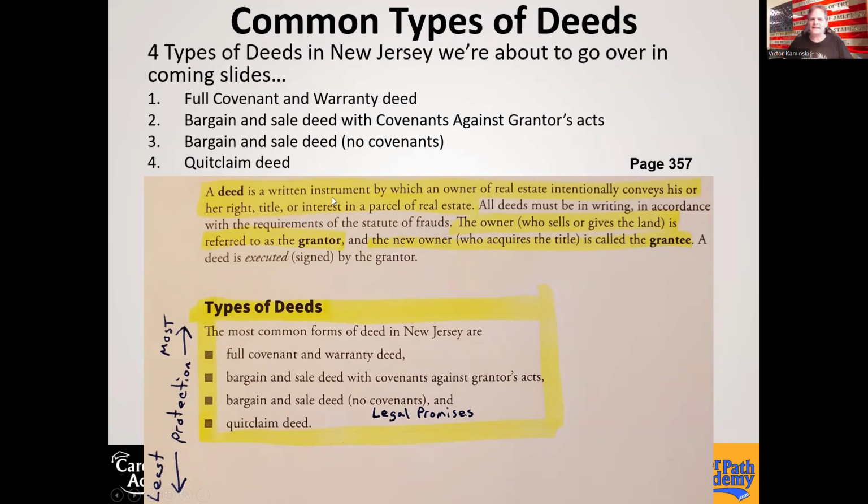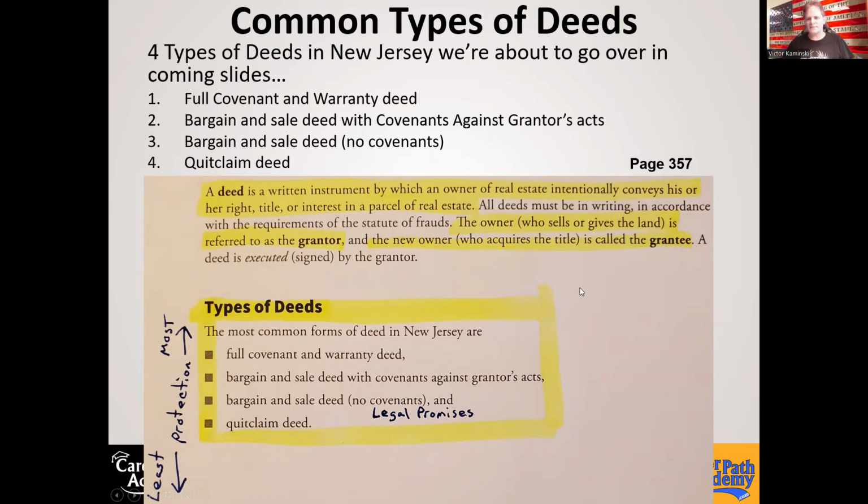So a deed is that written document, that written instrument, by which an owner of real estate intentionally conveys their right, title, or interest in a parcel of real property. And according to the statute of frauds, all deeds must be in writing. And the owner who sells or gives the land is the grantor, who grants their ownership to somebody who buys it or they give it to.